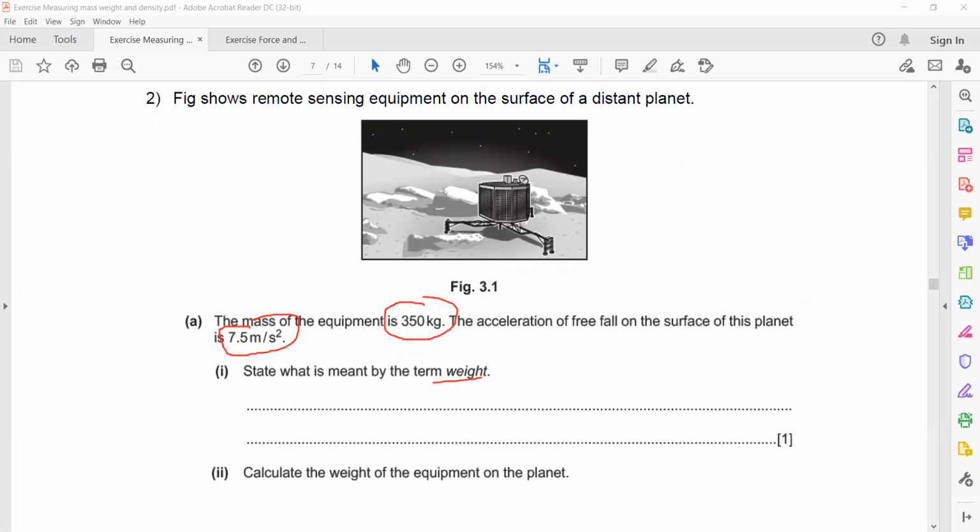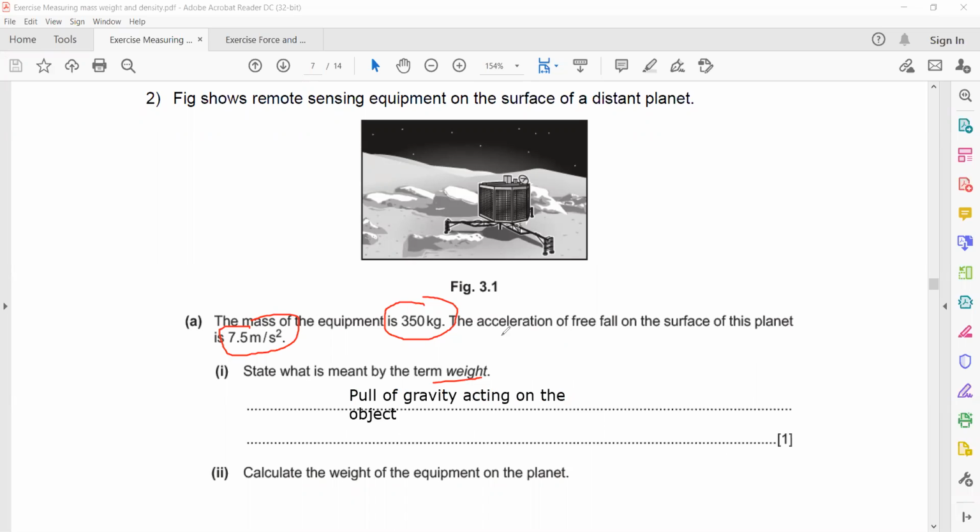So weight refers to the force of gravity, the gravitational pull, or we can say the force or pull of gravity acting on the object. That's the best definition for the weight. So, pull of gravity acting on the object. Then calculate the weight of the equipment on the planet.